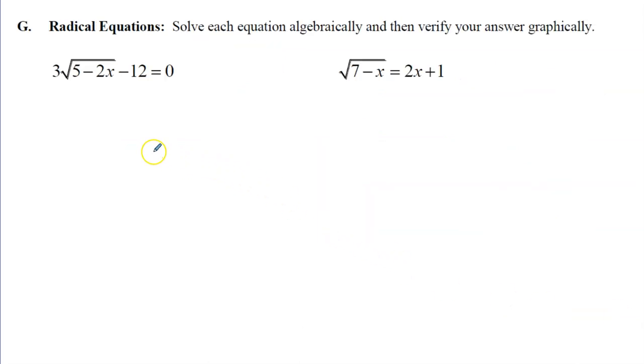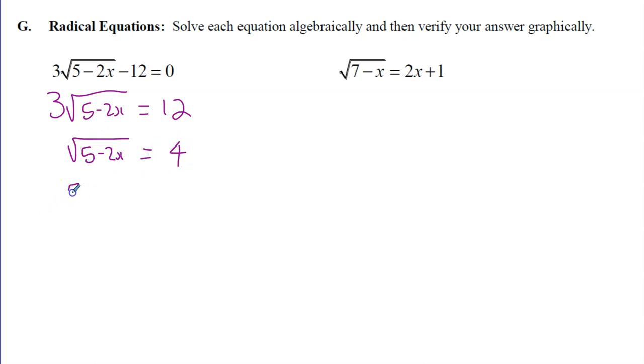Solve each equation algebraically and then verify your answer graphically. So if you want to solve a radical equation, the idea is to isolate the radical and then square both sides. So let's get the 12 over there. Let's get the radical isolated and let's square both sides. And then negative 2x will be 11 and x will be negative 11 halves.